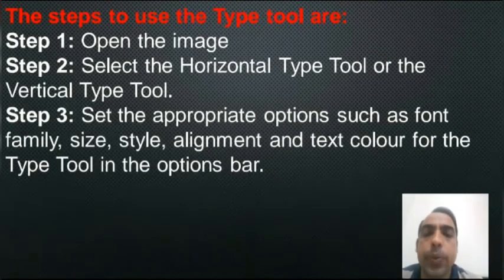Now I will explain you how you can use type tool in Photoshop. Step 1. Open the image. Step 2. Select the horizontal type tool or the vertical type tool. Step 3. Set the appropriate options such as font family, size, style, alignment and text color for the type tool in the options bar.